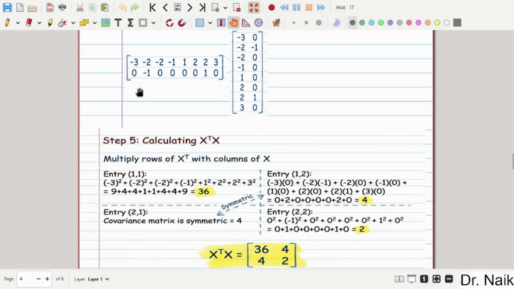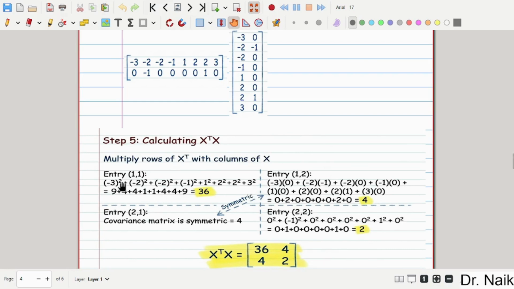Entry 1 1 is calculated by multiplying minus 3 into minus 3, that is minus 3 square, minus 2 into minus 2, that is minus 2 square, plus minus 2 into minus 2, that is minus 2 square, minus 1 into minus 1, that is minus 1 square, 2 into 2, that is 2 square, 2 into 2, that is 2 square, plus 3 into 3, 3 square.